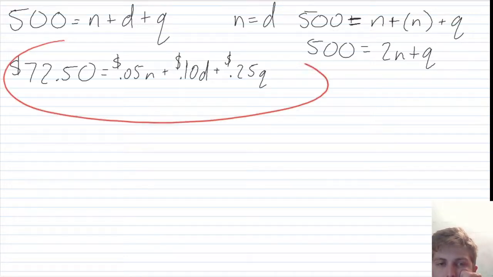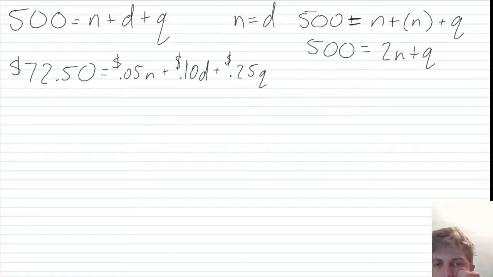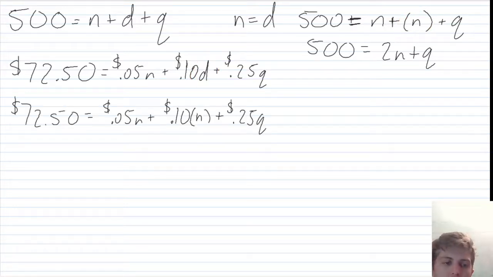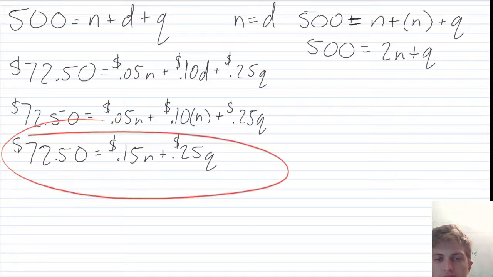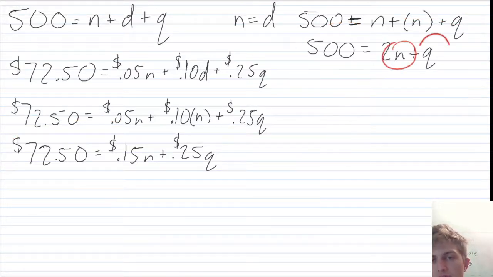Let's do the same thing with this bigger sentence. Let's do a substitution for d. Let's replace it with n, just like we did over here. We can simplify this because now we have like terms. 0.05n plus 0.10n is going to be 0.15n. So how does this help us? Well, we have 2 sentences now, and they have 2 variables. That's exactly what we need in order to move forward.